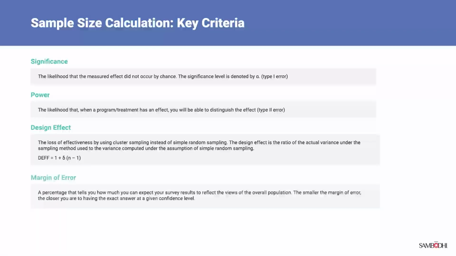Then we have the margin of error, a percentage that tells you how much you can expect your survey results to reflect the views of the overall population. The smaller the margin of error, the closer you are to having the exact answer at a given confidence level.